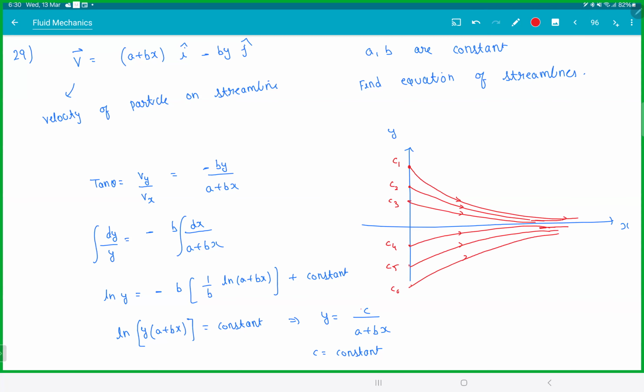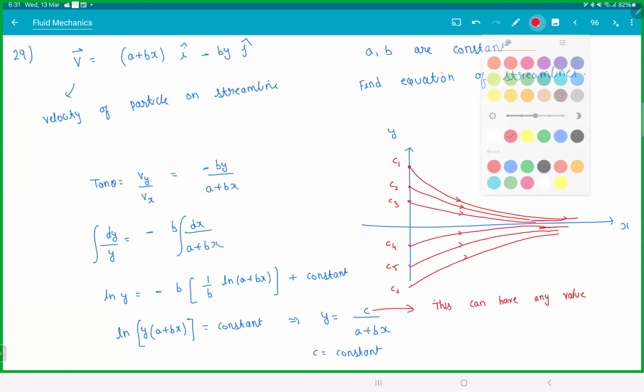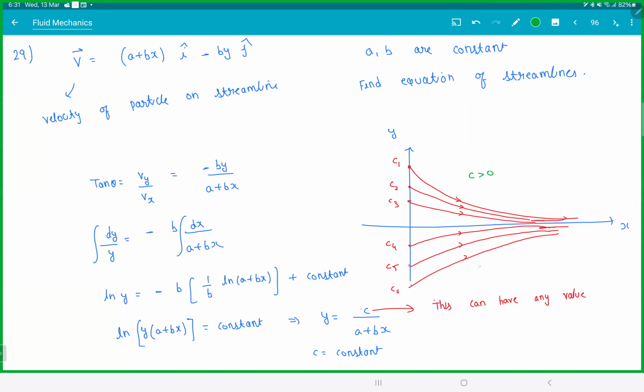So it will depend on that constant. So for different values of C, this is a variable, different values we can have. This is constant, but can have different values. This can have any value. If you take C equal to 0, you will get a line, center line, isn't it? So that is how the flow will look like. The streamlines are getting closer and closer as they go towards plus infinity. So these are the values for C greater than 0. These are the values for when C is negative.